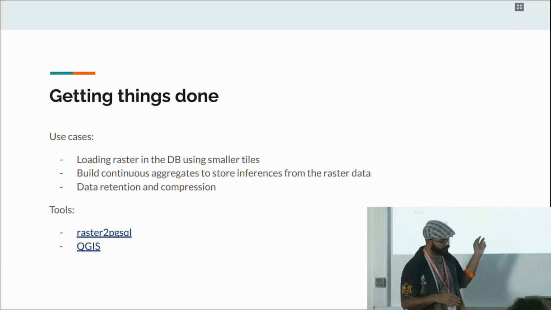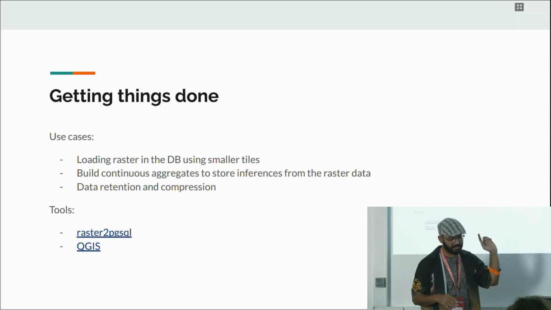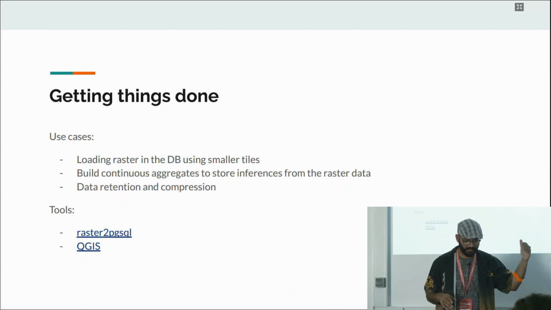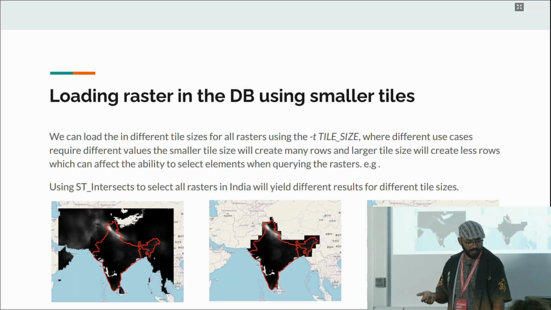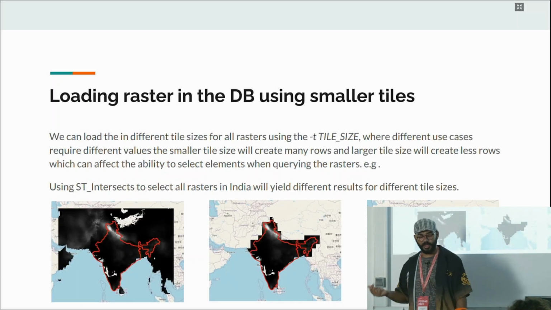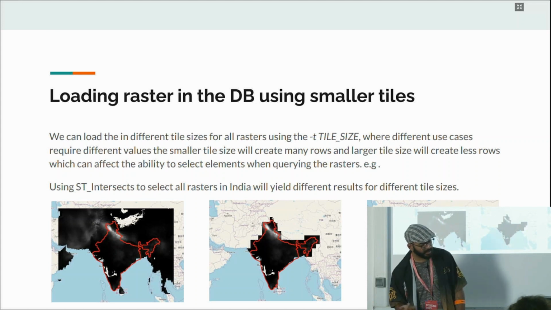A couple of things we're going to do. We're going to load the rasters in smaller tiles, build continuous aggregates to store inferences from the raster data, and look at data retention and compression. I'll explain what continuous aggregates are later on. So, loading the rasters in the database.